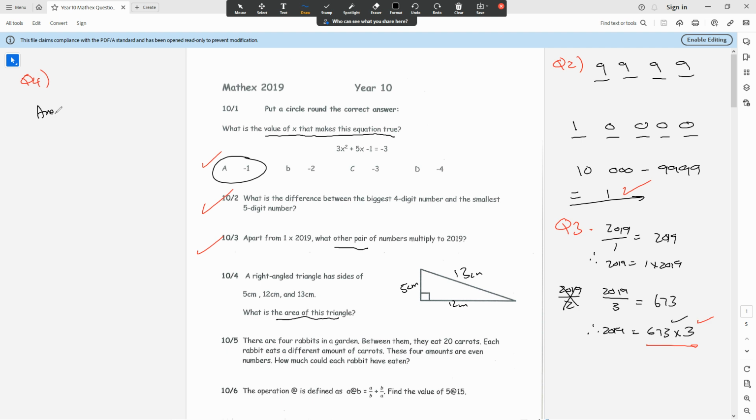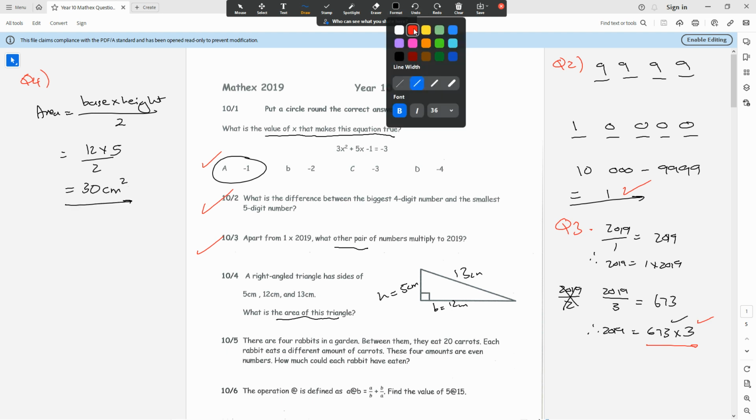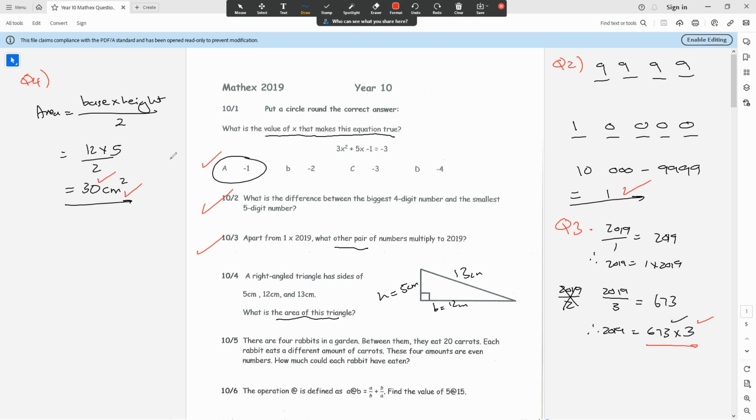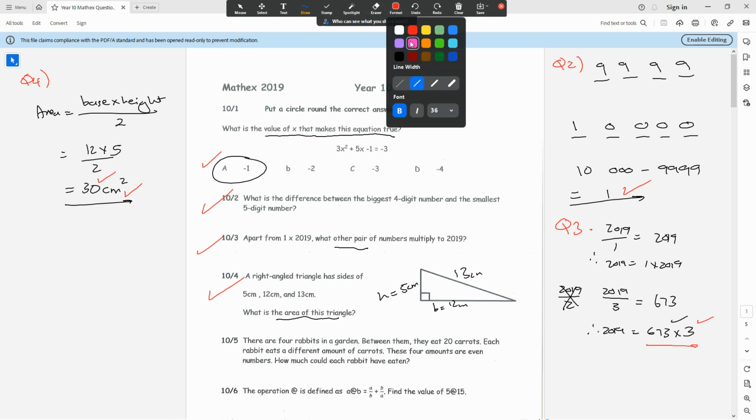Well, the area of any triangle is given by base times height divided by 2. So this is my base, this is my height, and so that'll be 12 times 5 divided by 2, which is 60 divided by 2, which is 30 centimeters squared. The units are pretty important, the numbers and the formula, and we're done. And it's a right angle triangle. Nothing else to this question.